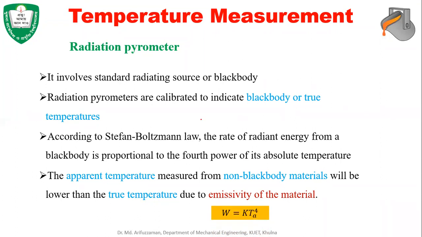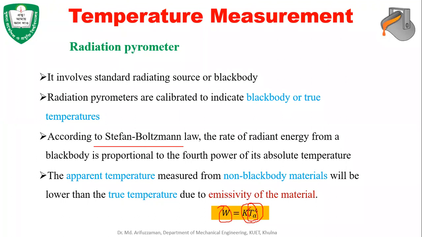The Stefan-Boltzmann law says that the energy W we get out of a black body equals a constant times T to the power 4, where T is the absolute temperature of the black body. If we use that radiant energy to measure the temperature of the radiant surface, we get the black body temperature, but that is not the actual temperature of the body, because the body is not a black body.